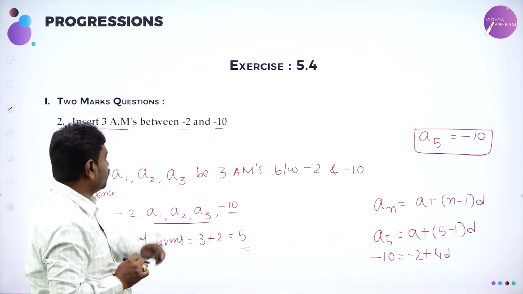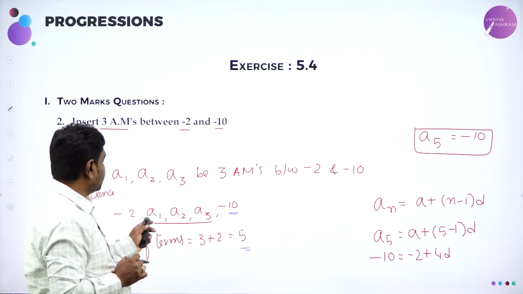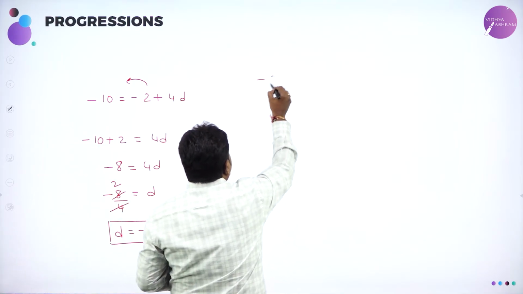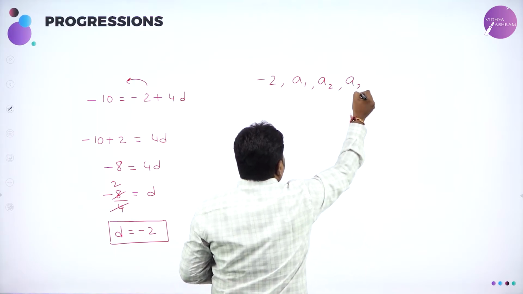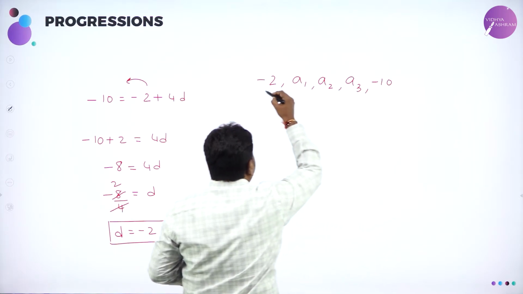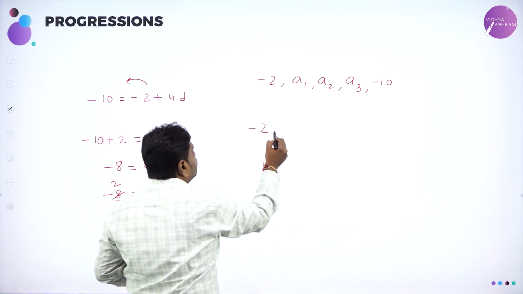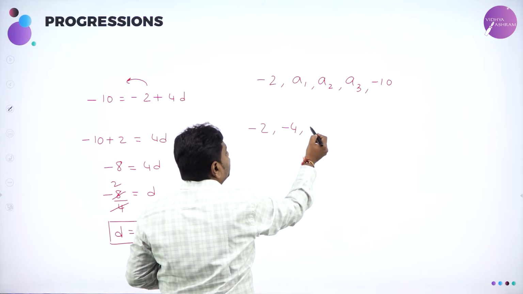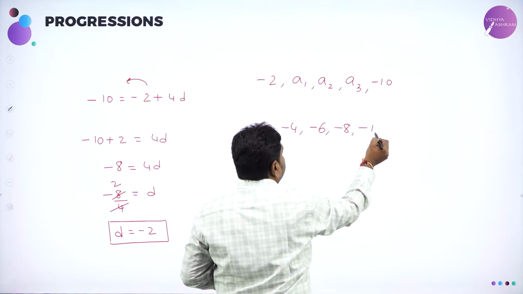Now what do they want you to find? 3 terms. So from the first term, add the common difference. What is the sequence? Minus 2, then A1, A2, A3, and the last number is minus 10. For each term, you add the common difference. The first term is minus 2. For minus 2, if you add minus 2, it becomes minus 4. Minus 4 minus 2 is minus 6. Minus 6 minus 2 is minus 8. Minus 8 minus 2 is minus 10.